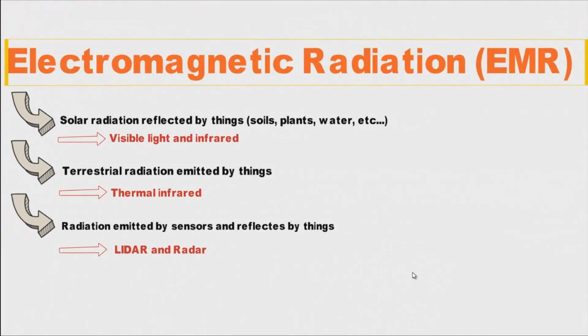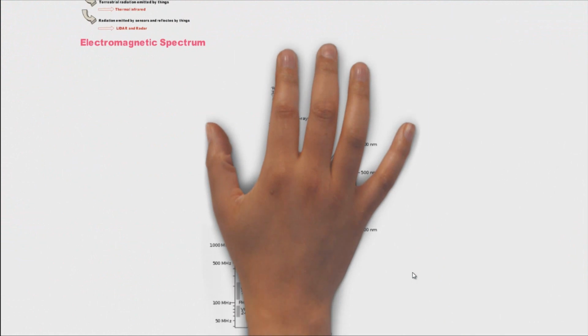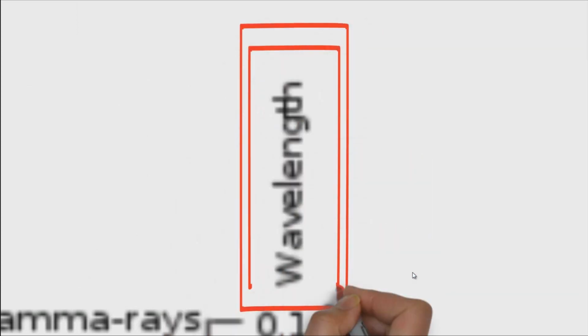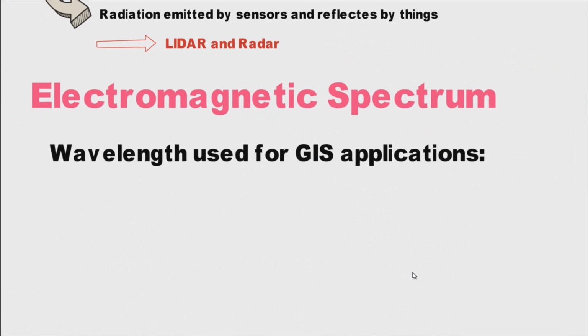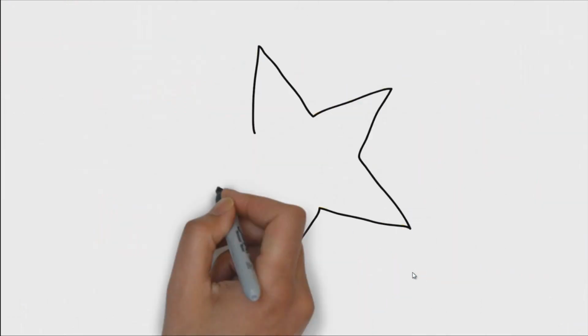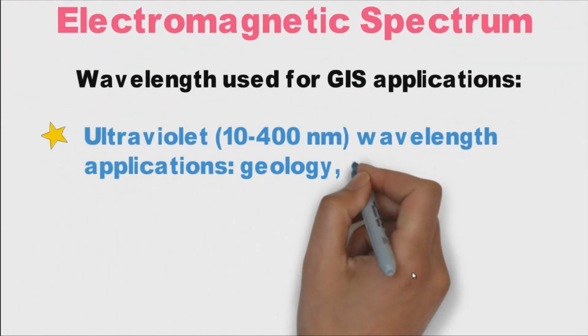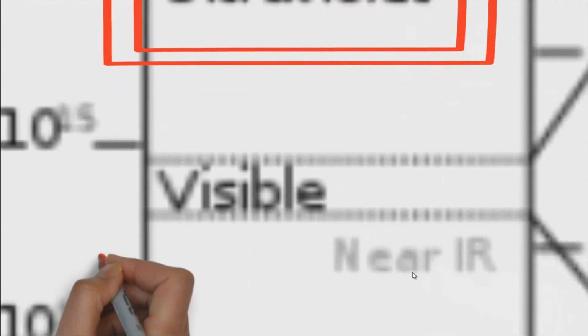The electromagnetic spectrum is the range of frequencies of electromagnetic radiation and their respective wavelength and photon energies. But what kind of wavelength can we use for GIS applications? For example, we can use ultraviolet. The applications could be different ones, like for geology, atmosphere, marine pollution, etc.